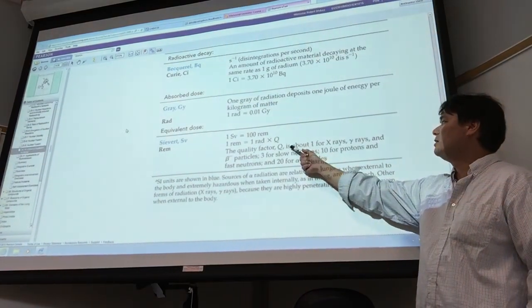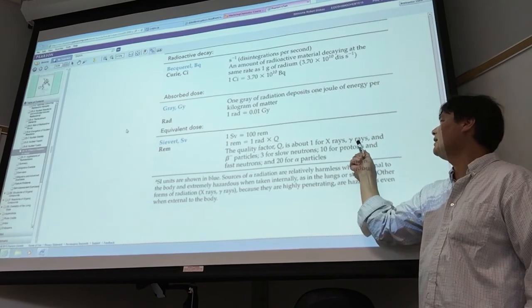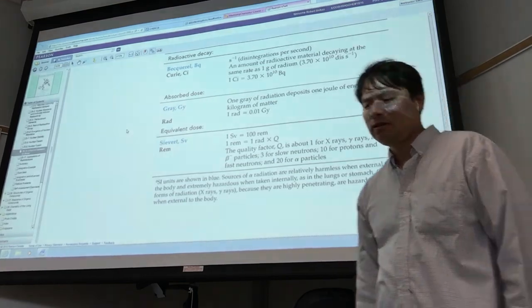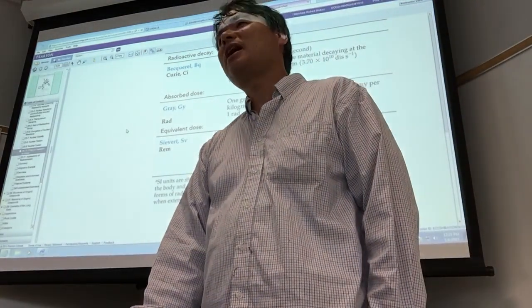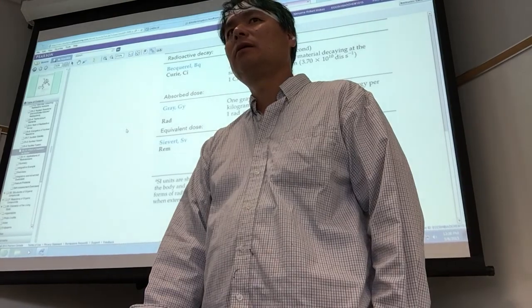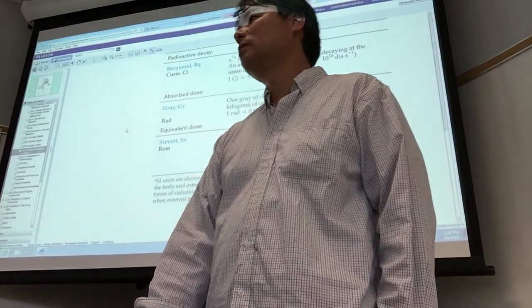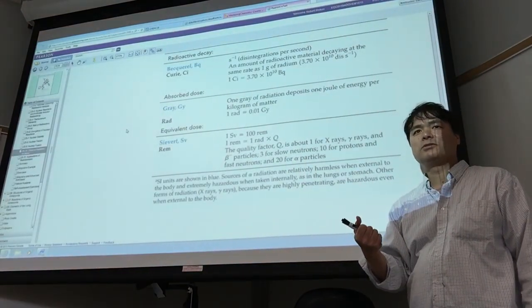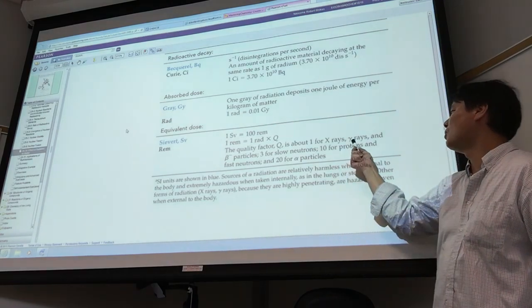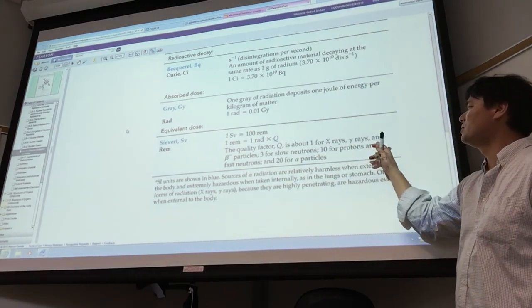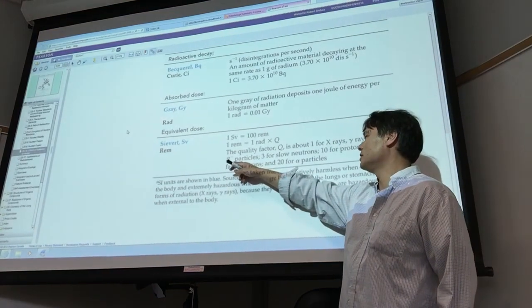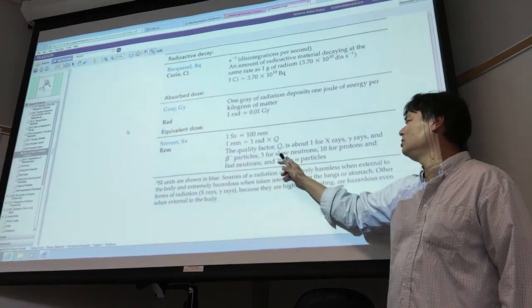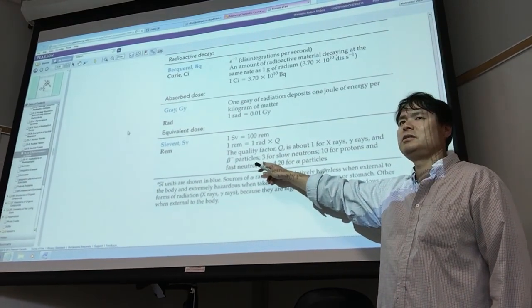But look at this. Q is about 1 for X-rays and gamma rays. That means that even though I'd rather be exposed to X-rays than gamma rays, X-rays and gamma rays have about the same punch according to this quality factor. They're going to cause the same kind of damage, right? Gamma rays should cause more, but it's still relatively small, compared to, well, beta is the same. It's still comparatively small compared to neutrons. Slow neutrons cause more damage.